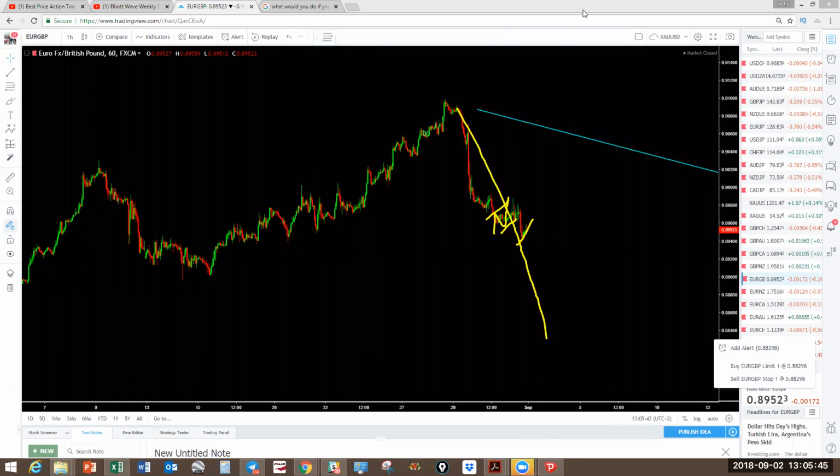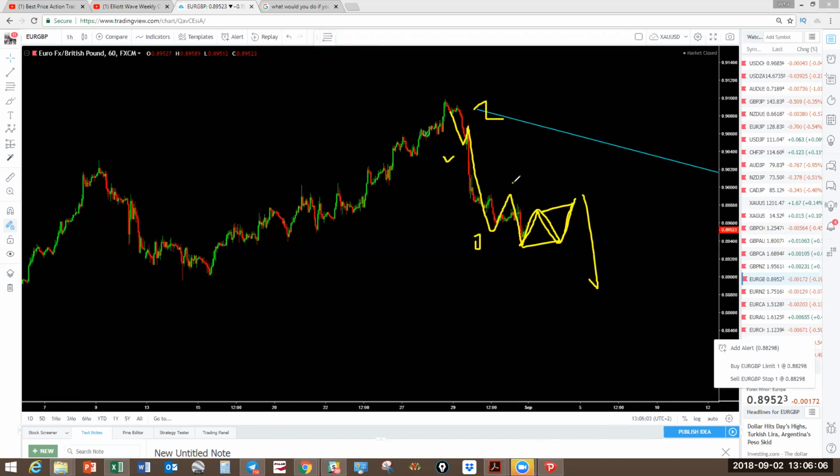All right, so we may be getting a 1, 2, 3 correction there before we get continuation to the downside. Let's do it clearly. 1, 2, 3 correction before we get a move to the downside, because it looks like it was 1, 2, 3, 4, 5, and now we should be getting an ABC move. Okay, 1, 2, 3, 4, 5, ABC, and then a move continues to the downside. Okay, so that's what you're going to be looking at.